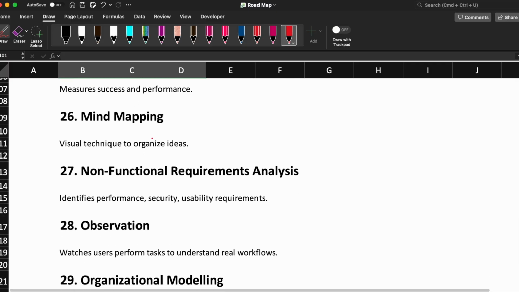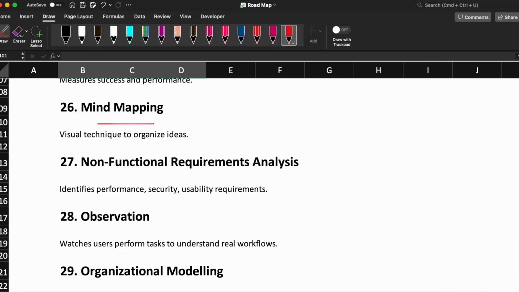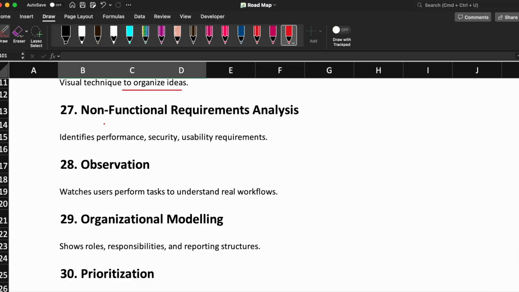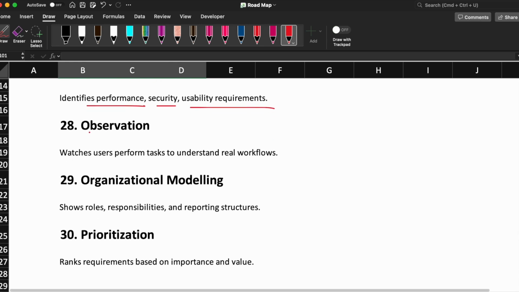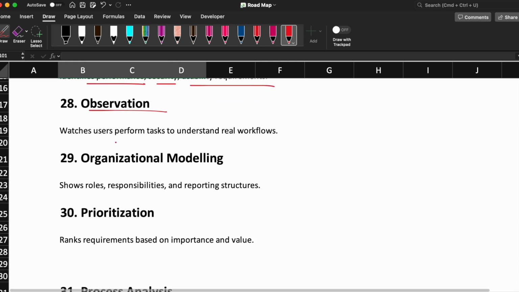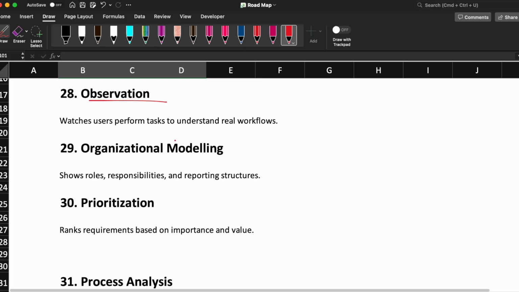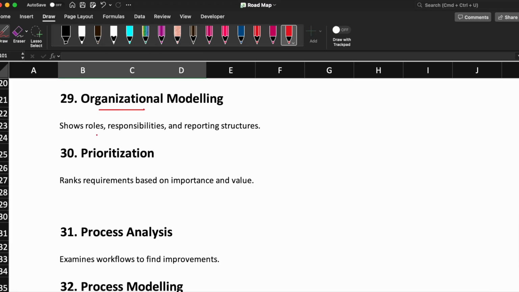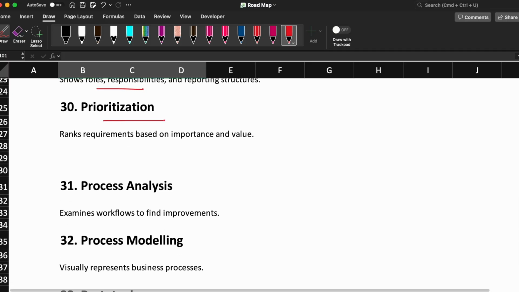Number 26, mind mapping: visual technique to organize ideas. Number 27, non-functional requirements analysis: identify performance, security, usability requirements. Number 28, observation: watches users perform tasks to understand real workflow. Number 29, organizational modeling: shows roles, responsibilities, and reporting structures. Number 30, prioritization: ranks requirements based on importance and value.